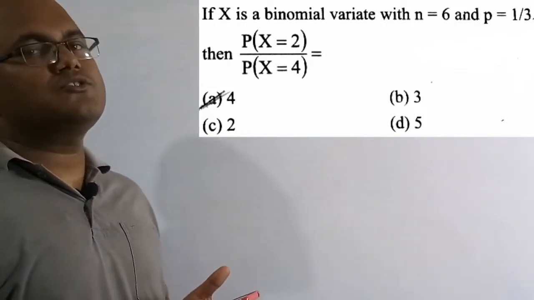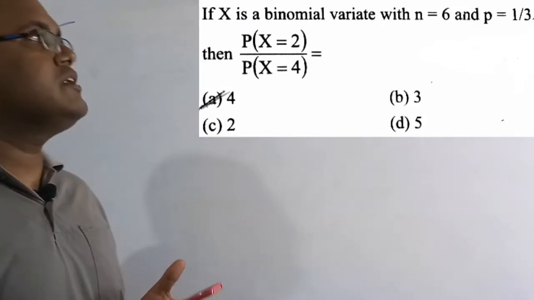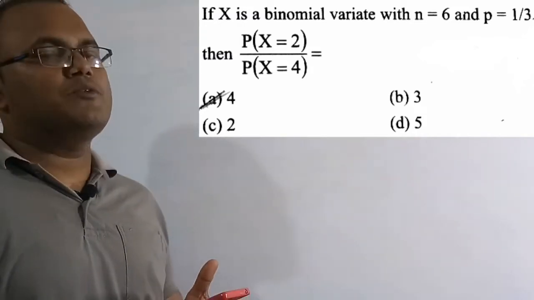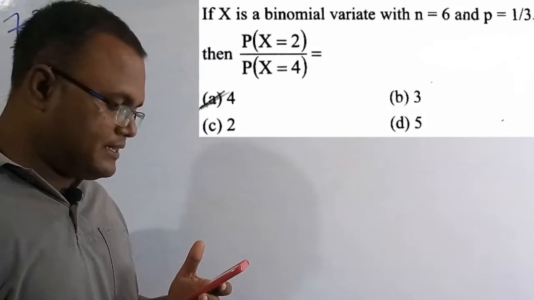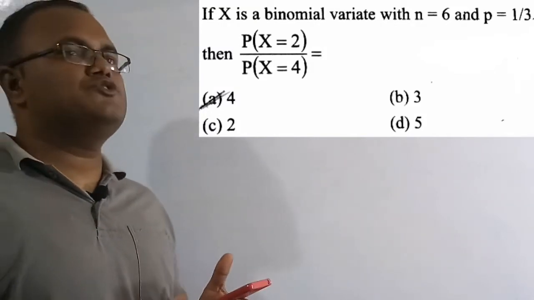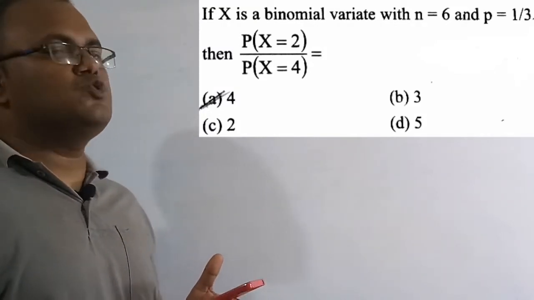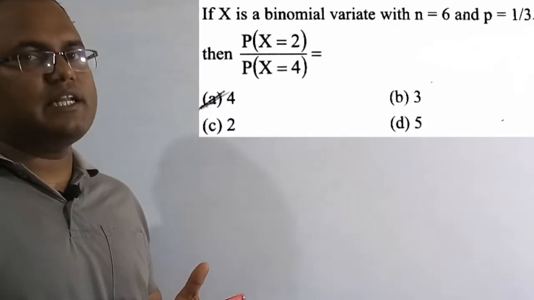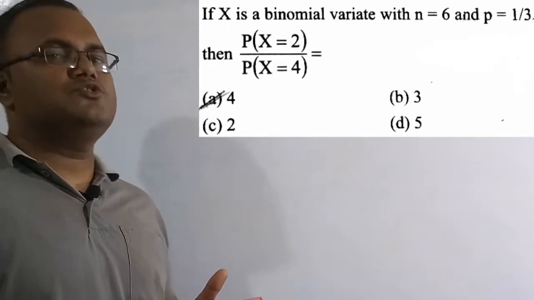So this question belongs to the concept of the binomial distribution. Here n is called the number of trials, equal to 6, and p is called the probability of success of an event, equal to 1 by 3. Then we have to find the ratio of the probability of x is equal to 2 by probability of x is equal to 4. So what are the four options? Option A is the correct solution of this question. So let's solve this numerical.